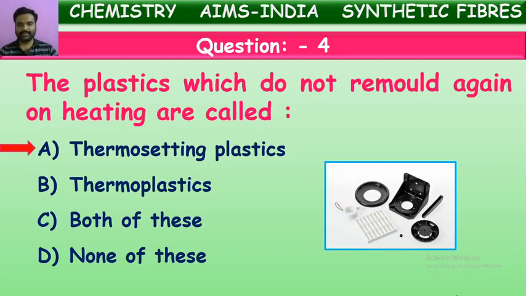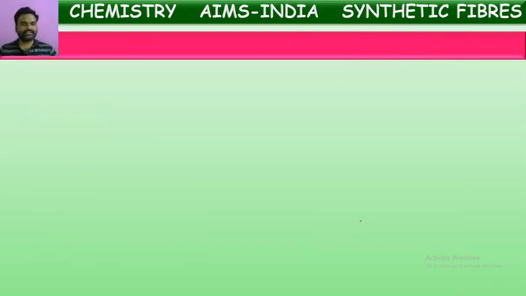Yes, you see some electric equipment like switchboards and some electrical wire bulb sockets. These all are made up of thermosetting plastics. Once they are made, they cannot be remolded. They won't melt on heating. So, such plastics are called thermosetting plastics. Good. Next, let us go to the next question.